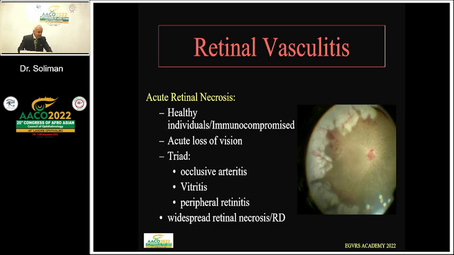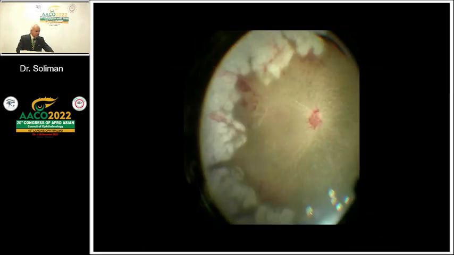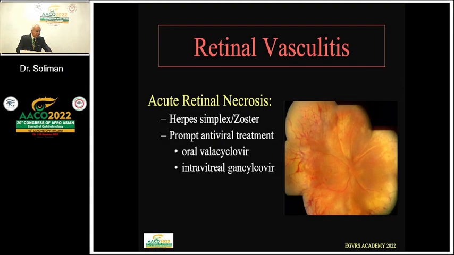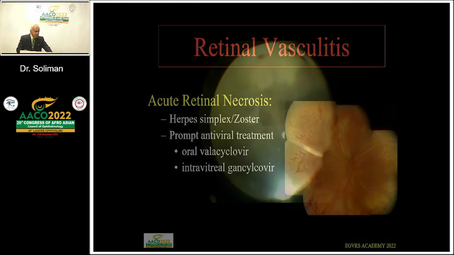You probably know that, and it is widespread necrosis, and these patients develop retinal detachment because of the typical picture here, as you can see here. So this is again a viral infection, acute necrosis, herpes simplex, zoster, prompt antiviral. The only way to save the eye of these patients is to really be very aggressive. So again, the systemic antivirals, the intravitreal antivirals, and sometimes you need to do a vitrectomy to save the eye.